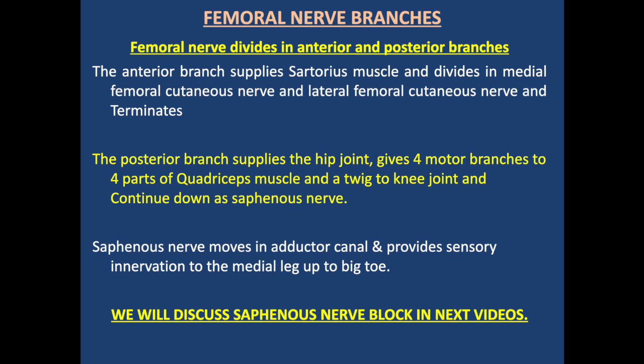So it supplies one muscle which has 4 parts, and it supplies the upper joint which is hip and the lower joint which is knee. The saphenous nerve moves in the adductor canal and provides sensory innervation to the medial leg up to the toe. We will discuss saphenous nerve block in the next video. This presentation is restricted to femoral nerve trunk block.